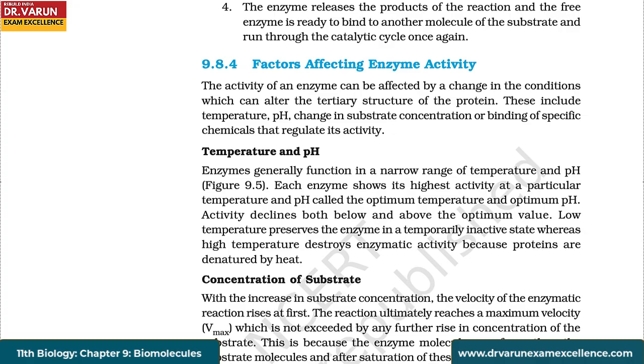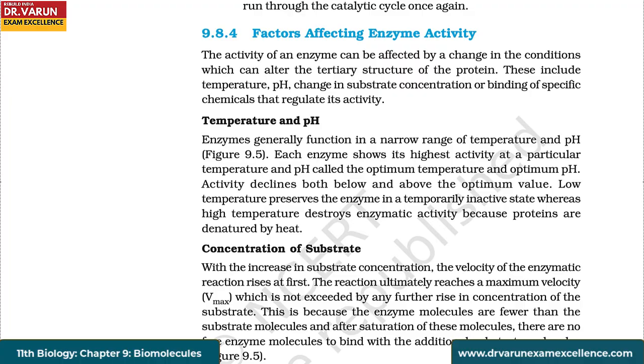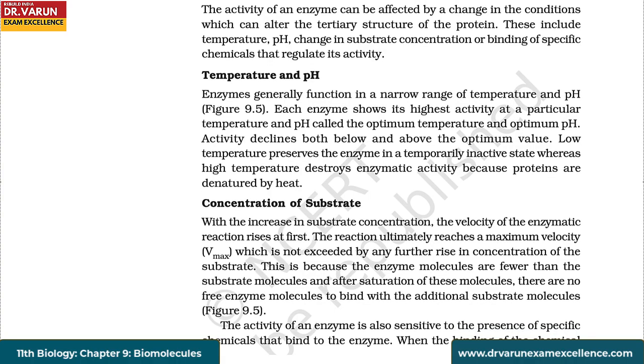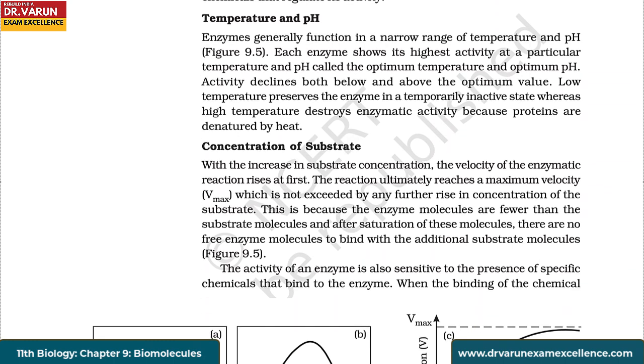Factors affecting enzyme activity. The activity of an enzyme can be affected by a change in the conditions which can alter the tertiary structure of the protein. These include temperature, pH, change in substrate concentration or binding of specific chemicals that regulate its activity. Temperature and pH. Enzymes generally function in a narrow range of temperature and pH. Each enzyme shows its highest activity at a particular temperature and pH, called the optimum temperature and optimum pH. Activity declines both below and above the optimum value. Low temperature preserves the enzyme in a temporarily inactive state, whereas high temperature destroys enzymatic activity because proteins are denatured by heat.